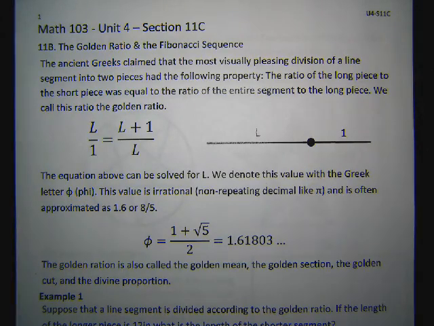Hello, and welcome to our next set of notes for mathematical reasoning. We're covering section 11c, which is going to be on the golden ratio and the Fibonacci sequence.